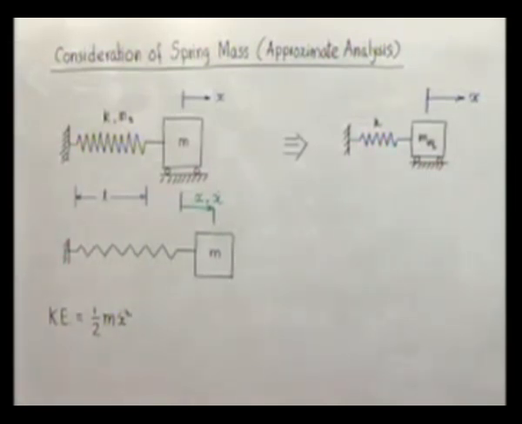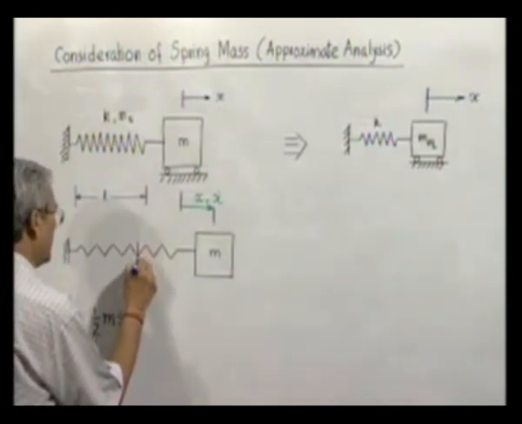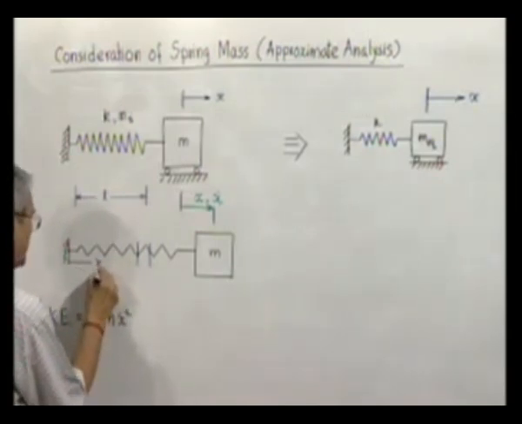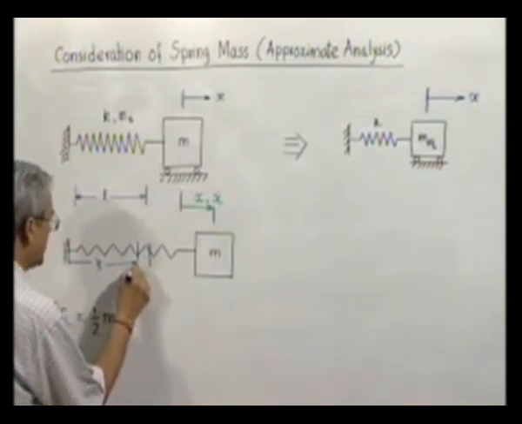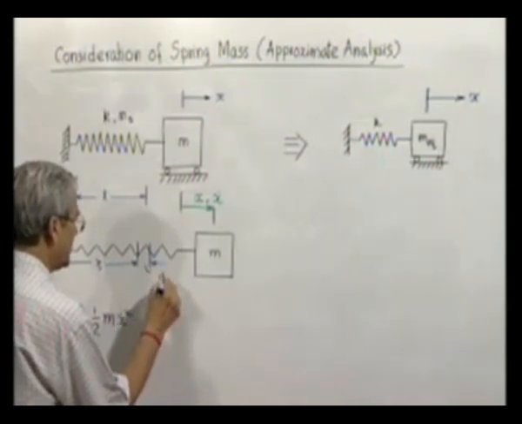Which is half m into velocity of the block, x dot, and that squared. Now, how much is the kinetic energy stored in the spring? Now, that we have to find out by considering each element of the spring. Let us consider an element at a distance zeta from the fixed end whose length is d zeta.